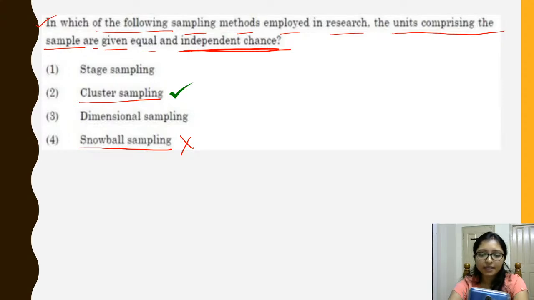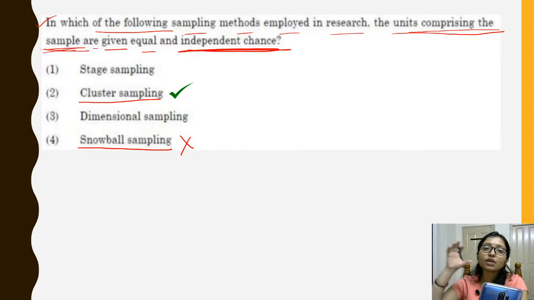In cluster sampling we take one complete cluster instead of taking a sample of the cluster. Yes, we are taking the complete cluster. The unit, what is the unit? Here it is asking about the units comprising the sample. The total units comprising the sample are given an equal and independent chance. You are choosing, right?